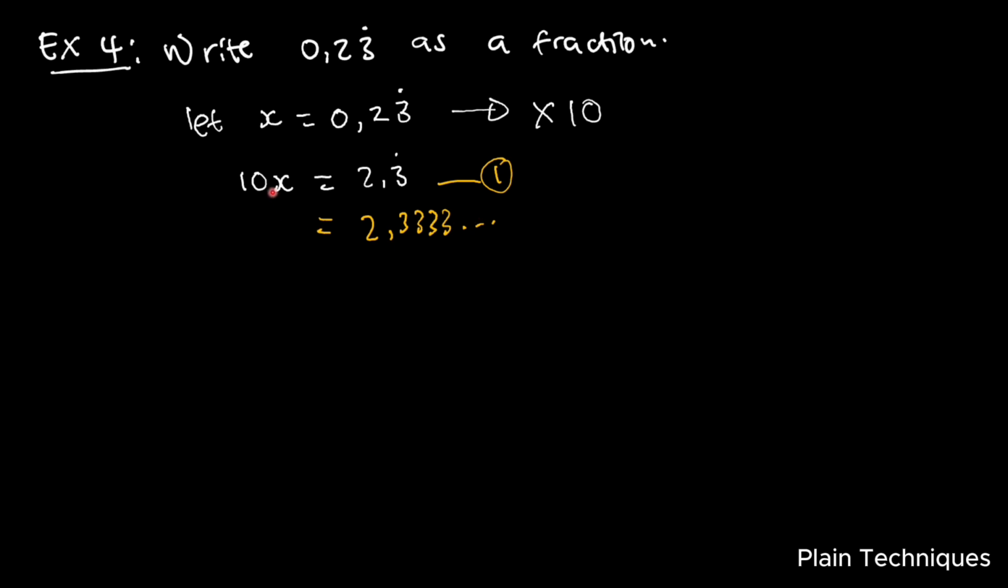Now, you managed to get equation number 1. So when you have equation number 1, you need to look at the number of recurring decimals and multiply both sides by 10, 100, 1000, depending on the number of recurring decimals. I only have one recurring decimal here, meaning I'm going to multiply equation 1 by 10 to get equation 2.